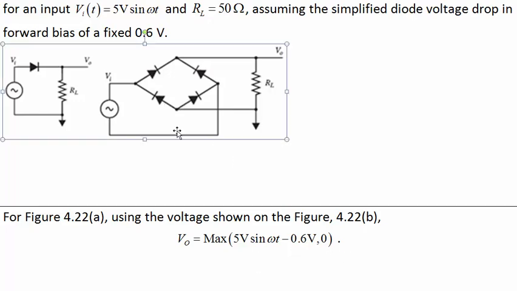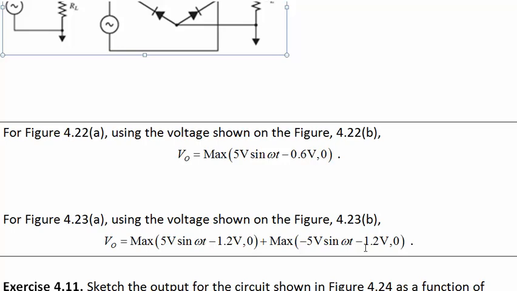You can use the same idea to solve the full wave rectifier. I'll give you a chance to do that. Okay, so the full wave rectifier, same idea. We end up having two max functions. Now, though, we're subtracting 1.2 volts.